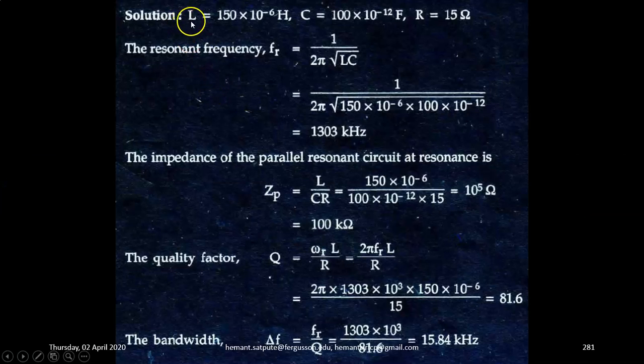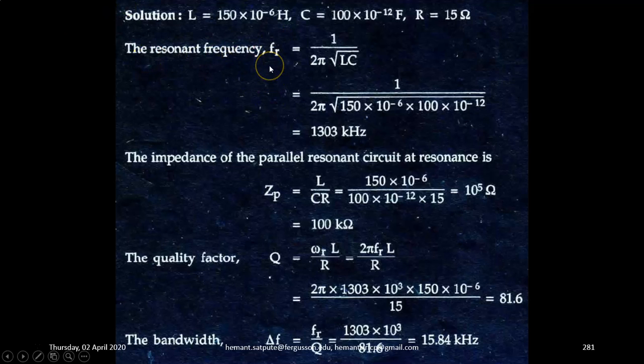So here given the value of inductance 150 microhenry, value of capacitance 100 picofarad, value of resistance 15 ohm, parallel resonance circuit is given. We need to find out resonant frequency, impedance at resonance, quality factor Q and the bandwidth. So let's begin. We have the formula.